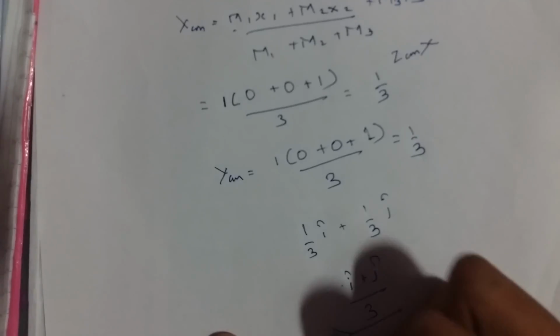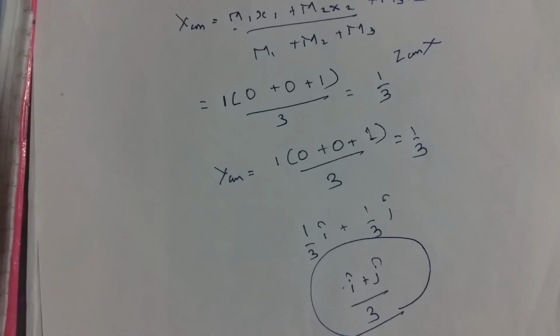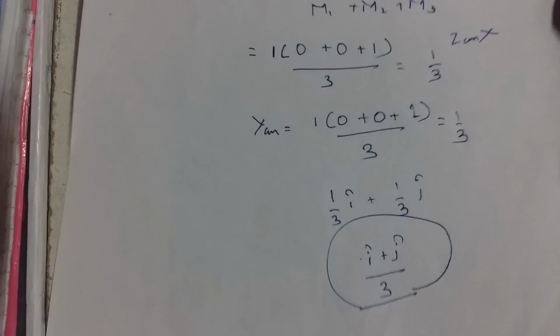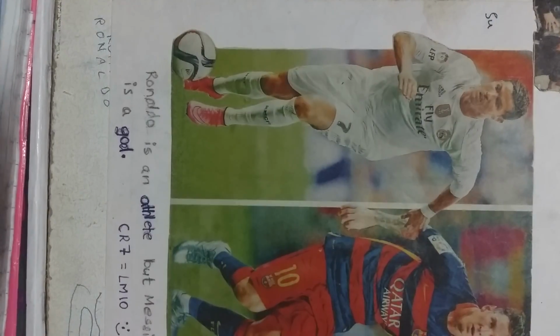This is the position vector. This is the answer. Now the second one, I'm going to tell you the example in my next video.